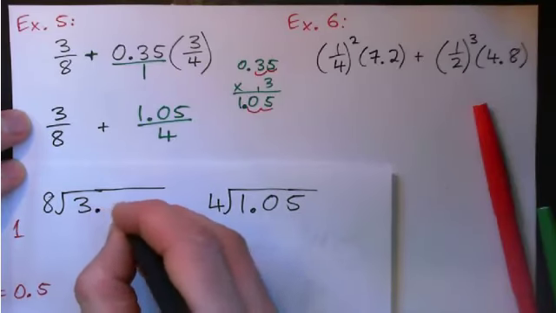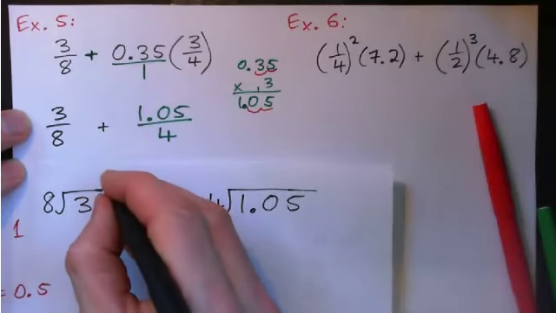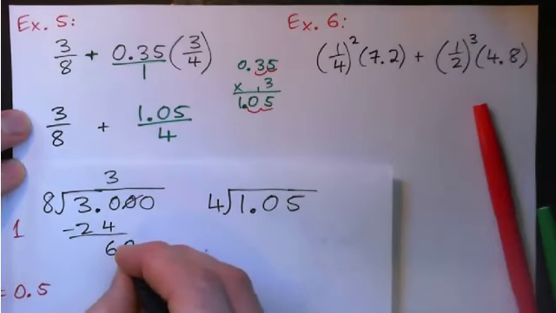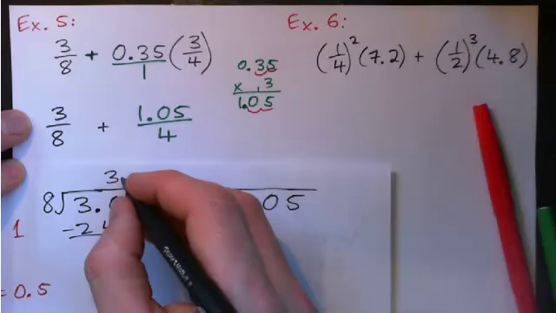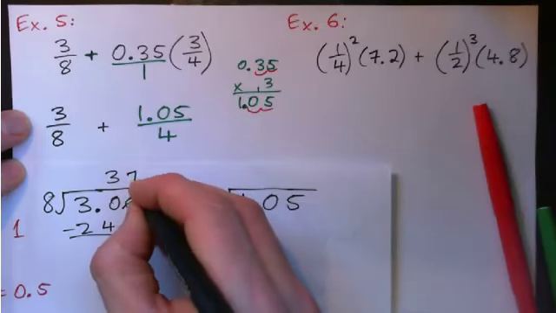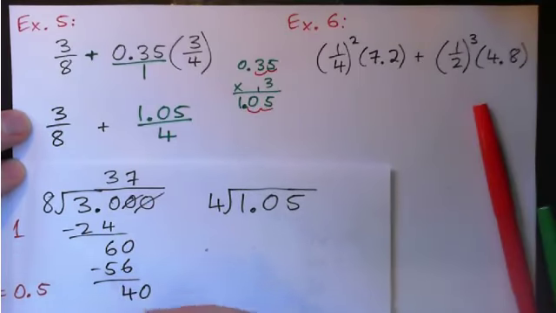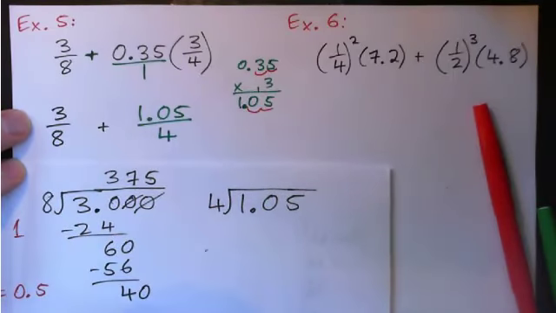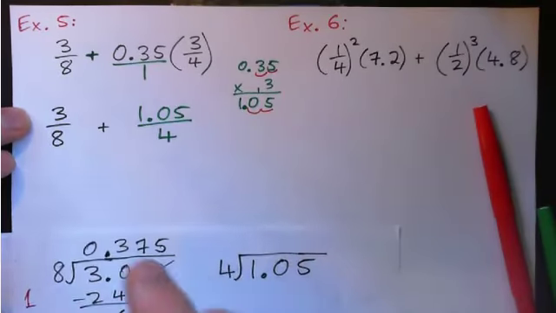So 3 should be written 3.000. 8 into 30 goes 3 times. 3 times 8 is 24. Subtract and I get 6. Bring a 0 down. 8 into 60 goes, let's see, 7 times, right? 7 eighths is 56. Subtract and I get 4. Bring a 0 down. 8 into 40 goes 5 times. 5 times 8 is 40. Subtract and I get 0. Okay, so the decimal point goes up here.